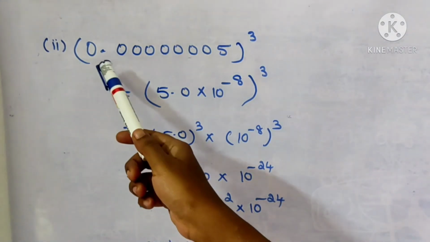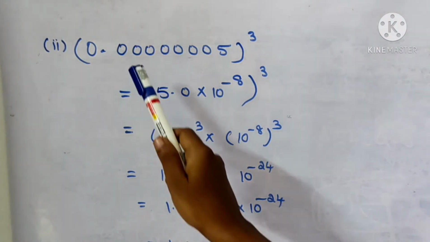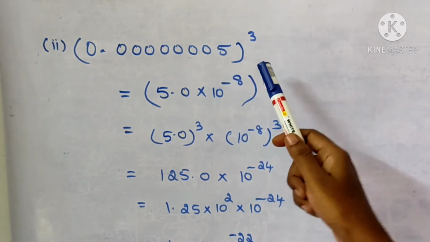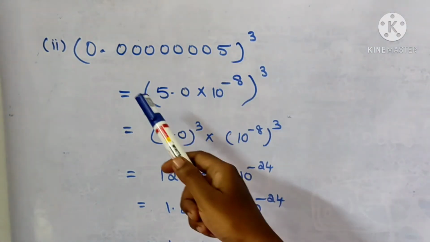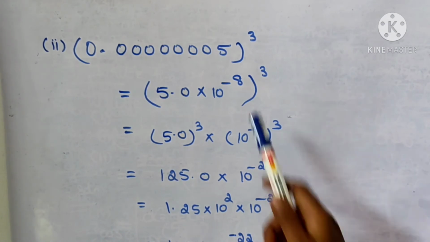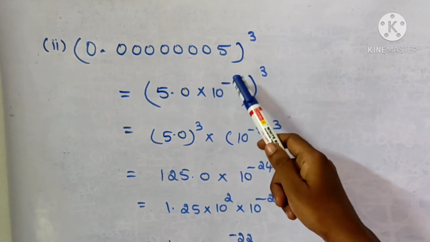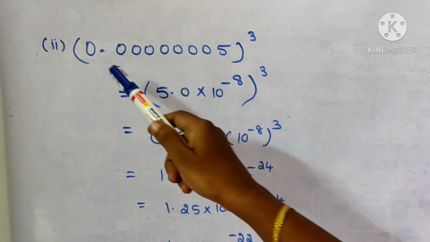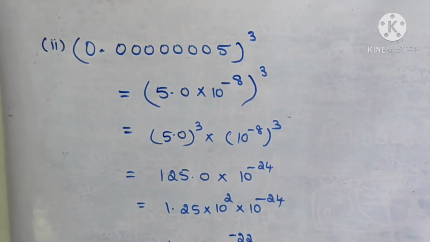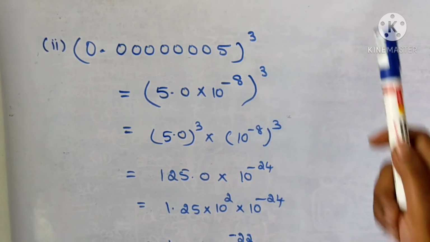So how many digits after the decimal point? Count it. 1, 2, 3, 4, 5, 6, 7, 8. 8 digits after the decimal point, then only we get 5 in the left side. So we can write 5.0 into 10 power minus 8, negative value, because you move the decimal point to the right side of the digit. So we get the negative value, 10 power minus 8 the whole power 3.